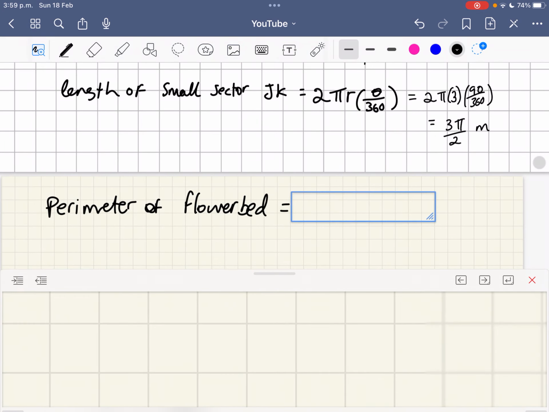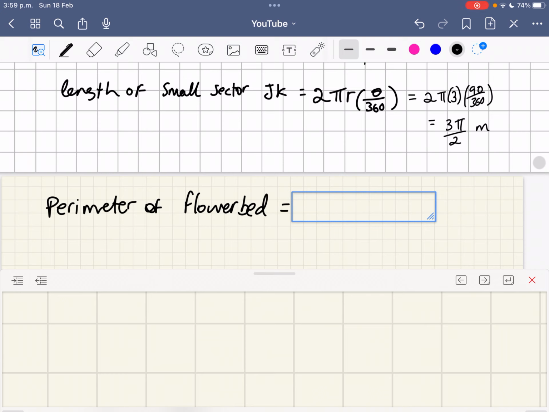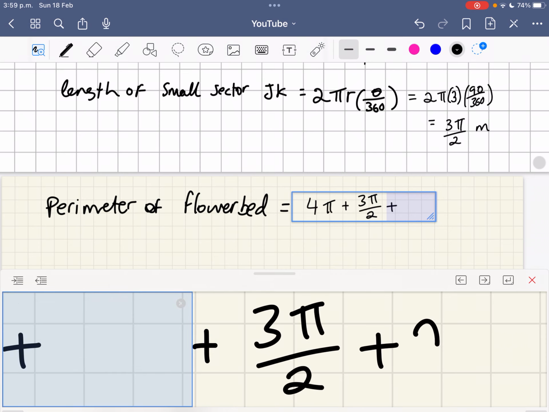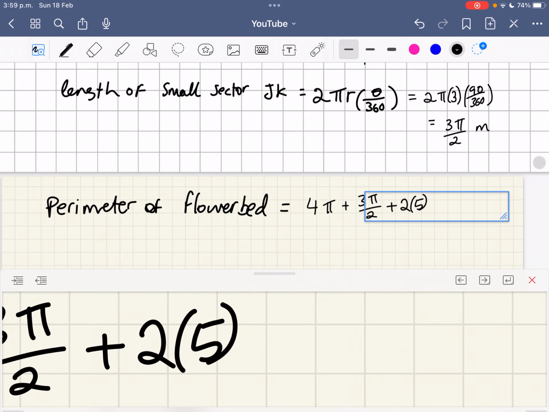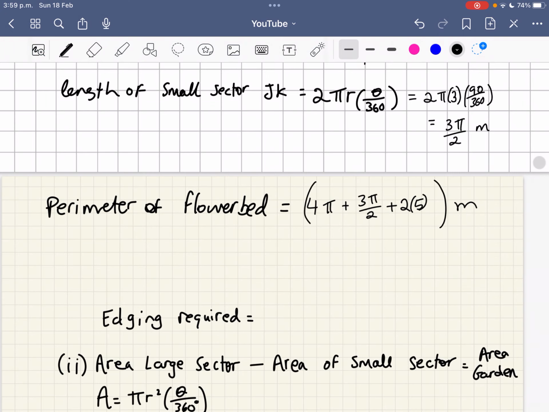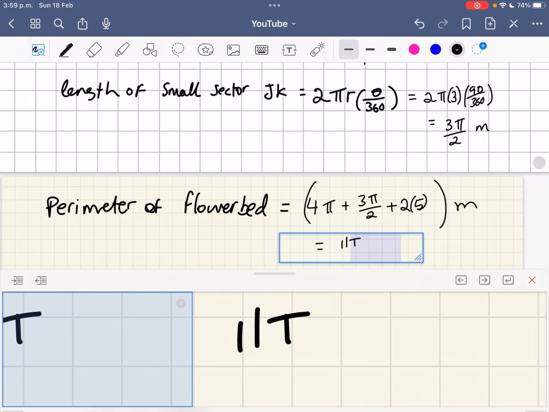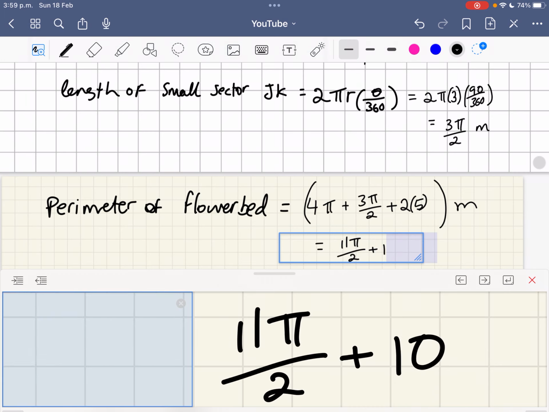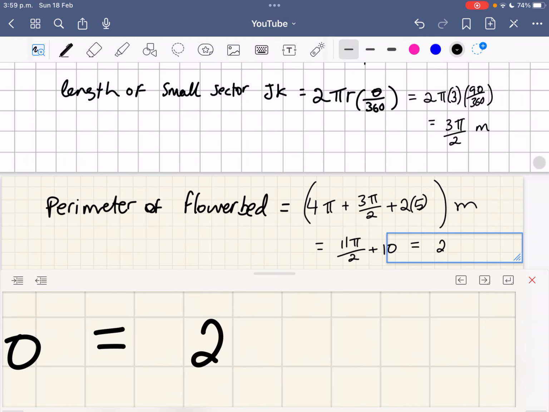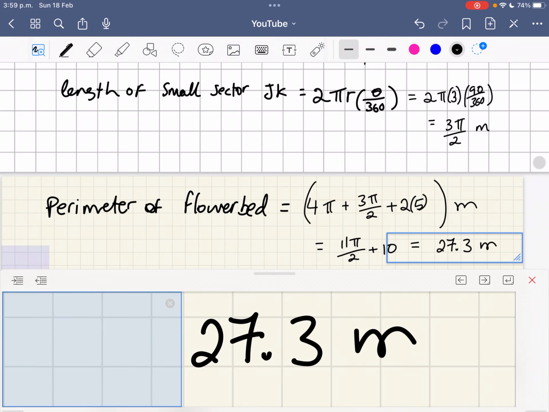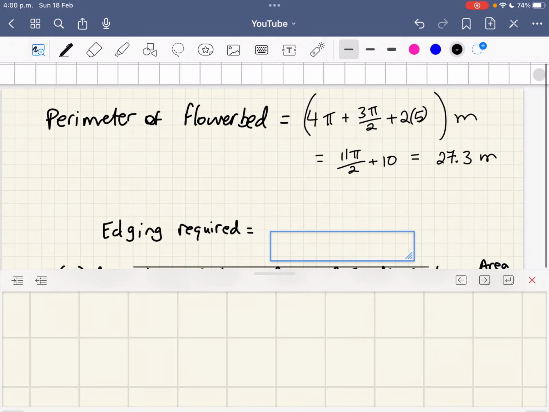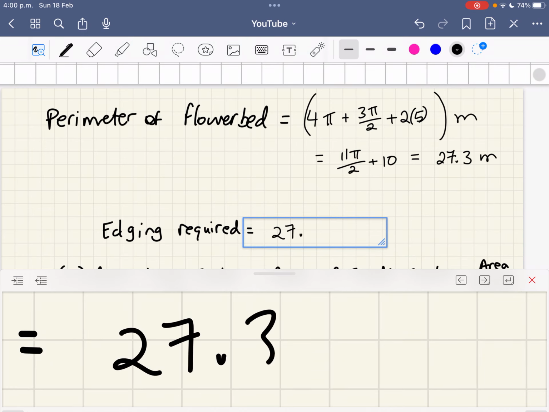And now if we get the perimeter of the flower bed, we just have to add 4 pi with 3 pi over 2, and we have to add 2 5s, which is 10, and all of that's meters, so I'm going to put that in a bracket and meters at the end. When we add all of them together, we find that it is 11 pi over 2 plus 10, which is equal to 27.3 meters. So that would mean the edging required is 27.3 meters.